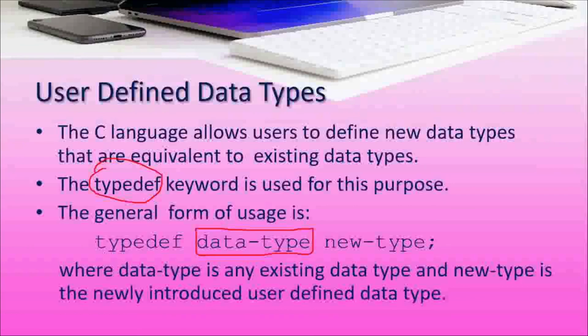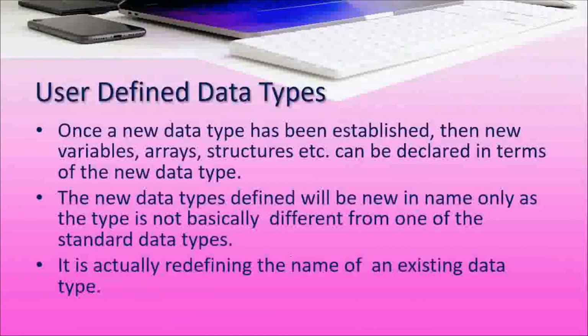So in this case, typedef data type new type. Typedef is the keyword used for creating the new data type, and this data type is any existing data type that is available in C. Once a new data type has been established, then new variables, arrays, structures, etc. can be declared in terms of the new data type. The new data types defined will be new in name only, as the type is not basically different from one of the standard data types.